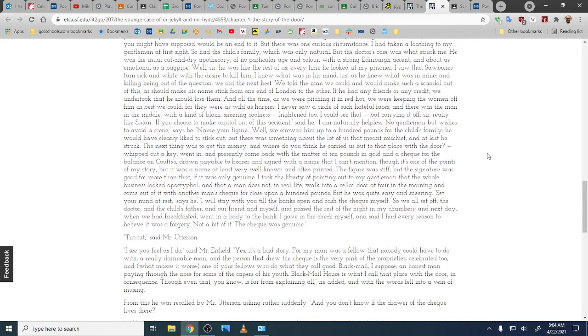If you choose to make capital out of this accident, said he, I am naturally helpless. No gentleman but wishes to avoid a scene, says he. Name your figure. Well, we screwed him up to £100 for the child's family. He would have clearly liked to stick out, but there was something about the lot of us that meant mischief, and at last he struck.